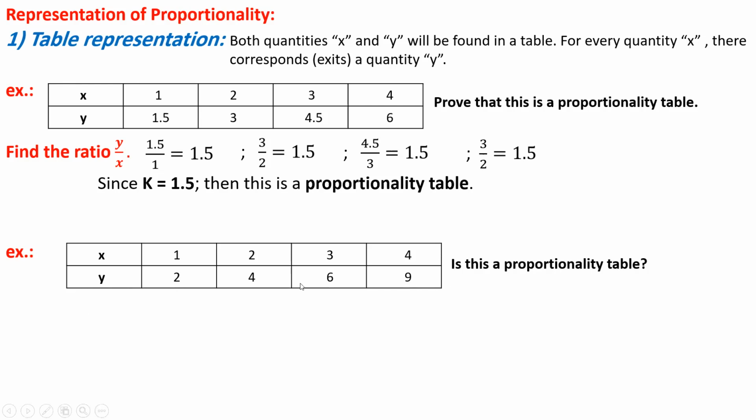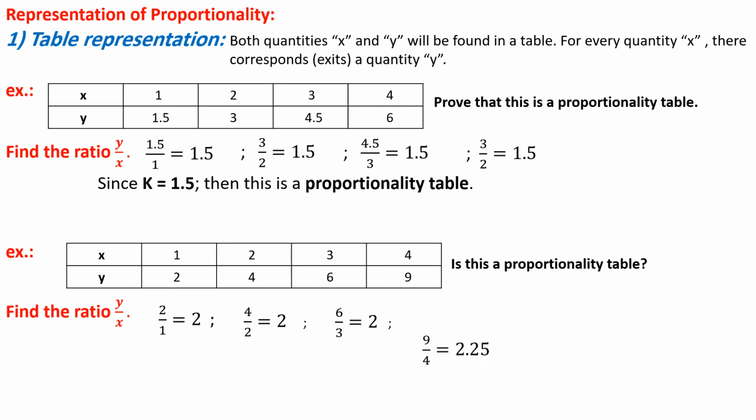Another example. Here I have the values of x and the values of y. Is this a proportionality table? Let's check. We get the ratio y over x. 2 over 1 is 2. 4 over 2 is 2. 6 over 3 is 2. 9 over 4 is 2.25.